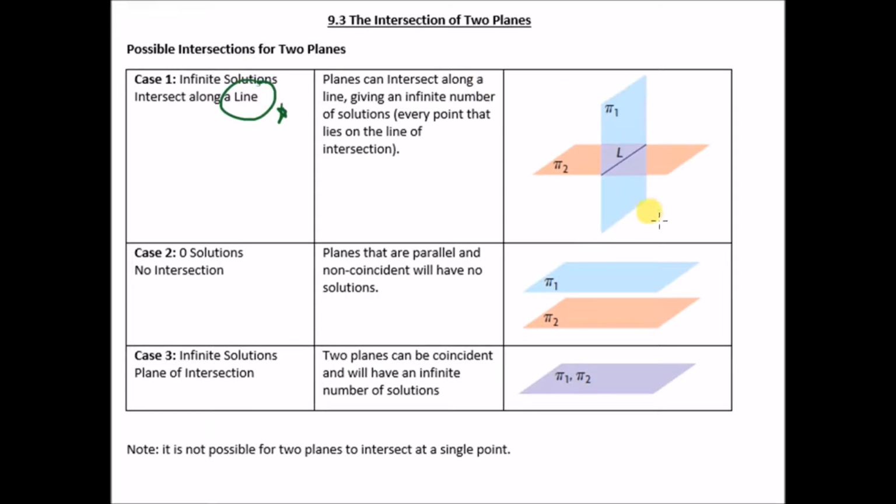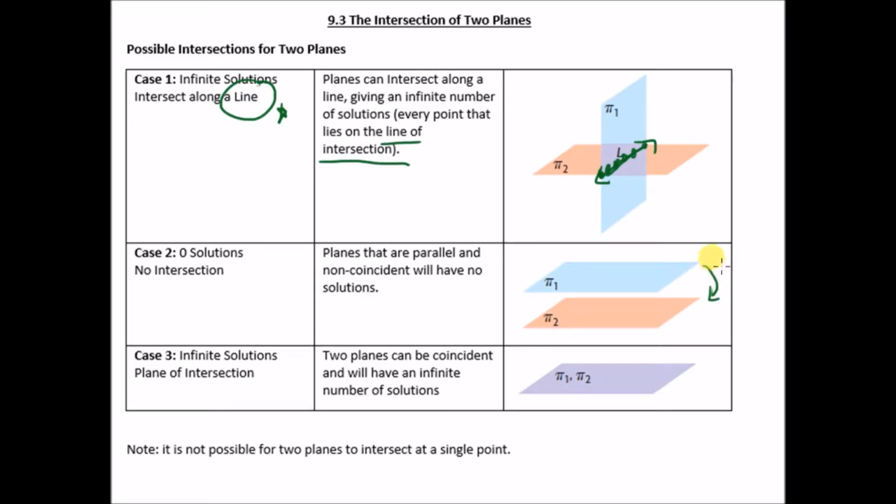So what happens is the planes cut each other and then they intersect along this line. And of course, every point on the line is a point of intersection. So we just state the line as the entire line of intersection. Case two, zero solutions. So these planes are parallel and non-coincident.